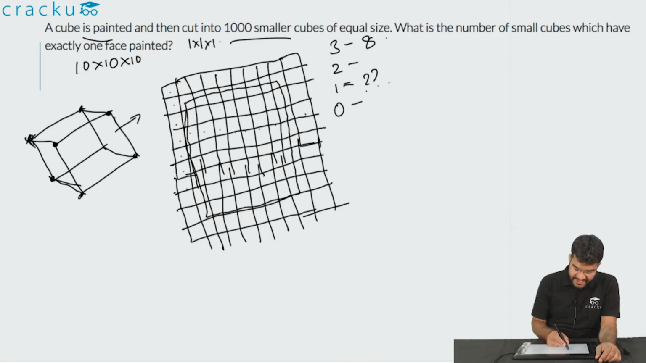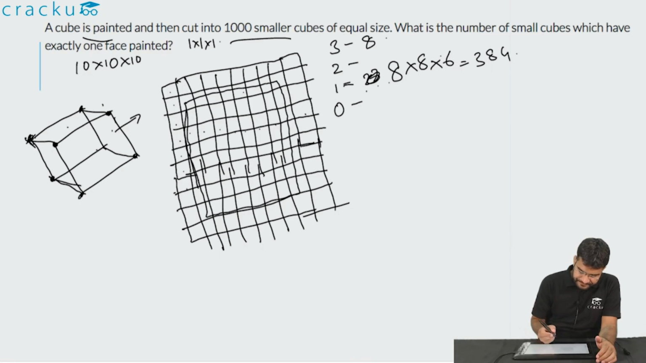This will be in each of these sides. This is an 8 cross 8 square, and there are 6 such sides: 1, 2, 3, 4, 5, 6. So the number of cubes with exactly 1 side painted will be 8 into 8, which is basically all the cubes in the interior square of each side, into the number of sides, which is 6. If you calculate this, you are going to get 384.